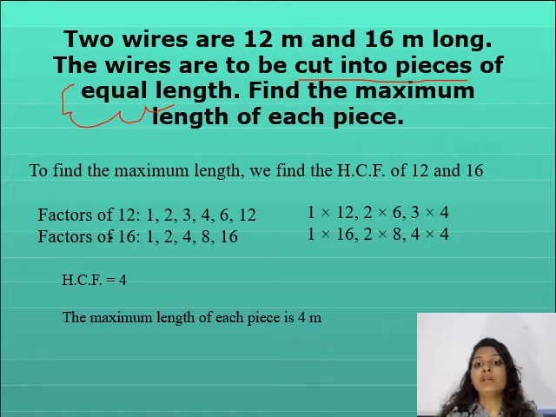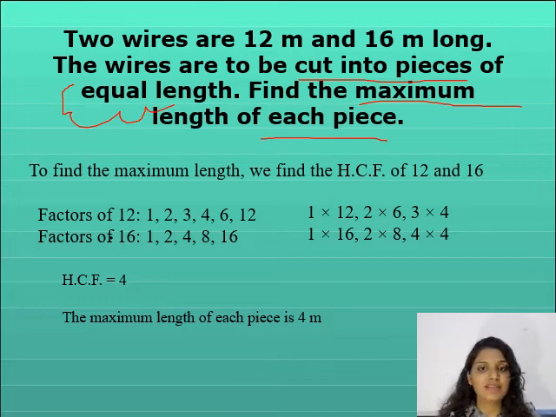What do we need to find? We need to find the maximum. Maximum means the greatest or highest length of each piece. Okay, so yes, to find the maximum length, we need to apply HCF here or GCF here. So let's find the HCF or GCF of 12 and 16.